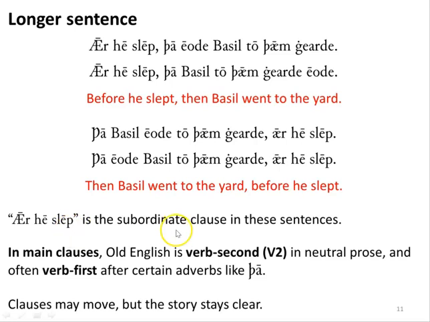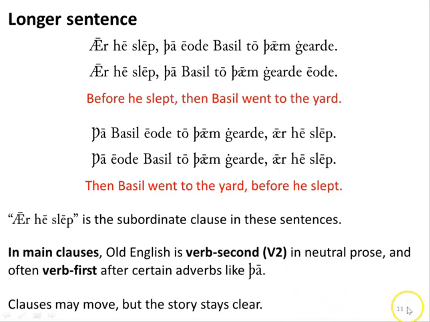He sleep is the subordinate clause in these sentences. See the comment there? He sleep is the subordinate clause. It adds information to the main clause. In main clauses, tha ģearde Basil told tham ģearde, tha Basil told tham ģearde. Old English is verb second in neutral prose, and often verb first after certain adverbs like tha. That tha is triggering the movement of the verb to the first place. Clauses may move, but the story stays clear.